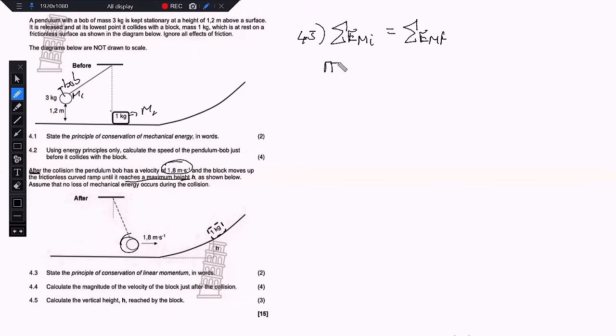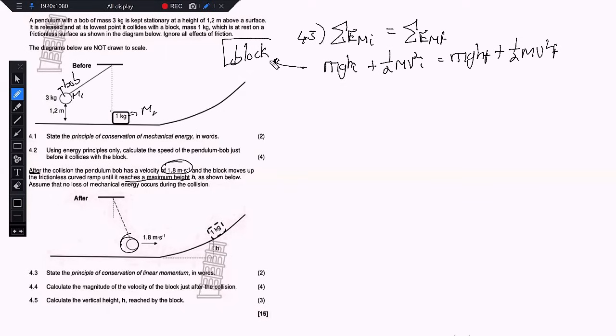so we have mg height initially plus half mv squared initially is equal to mg height finally plus half mv squared finally. Right. But note that this time it is no longer for the pendulum bob, it is now for the block. So we are now looking at the mechanical energy as relating to the block, because they are saying calculate the vertical height h reached by the block.